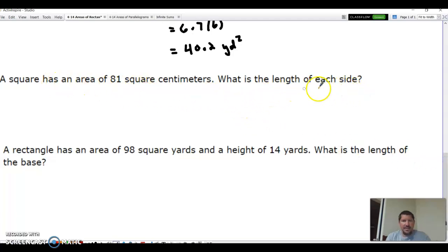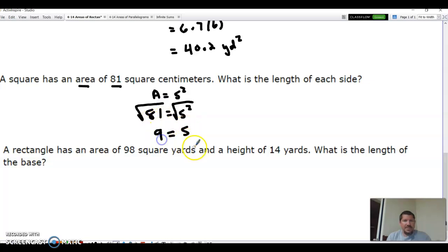Alright, as you guys get a little bit higher, they're going to give you the area and want you to find the length. So in this case, area is 81, right? So area is equal to side squared. Well, area is 81, so 81 is equal to side squared. Get rid of the square, we have to take the square root of both sides. Square root of 81 is 9. So in this case it is 9 centimeters.